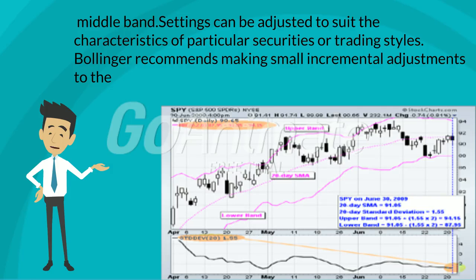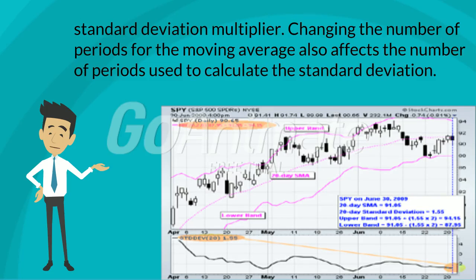Settings can be adjusted to suit the characteristics of particular securities or trading styles. Bollinger recommends making small incremental adjustments to the standard deviation multiplier. Changing the number of periods for the moving average also affects the number of periods used to calculate the standard deviation.